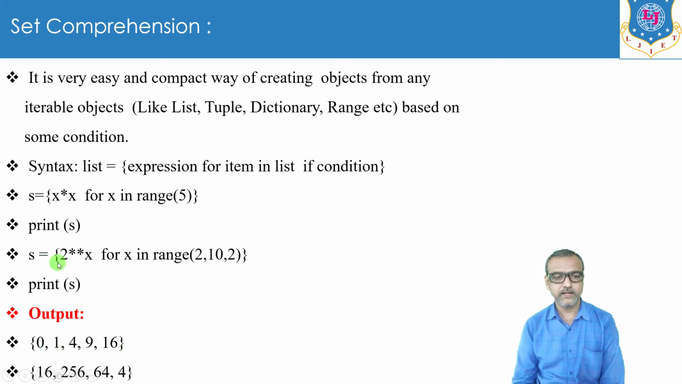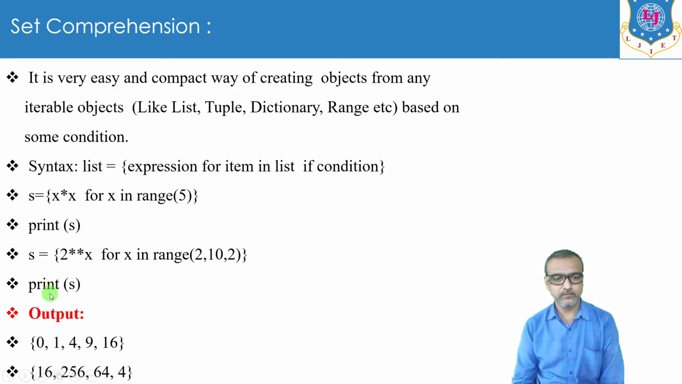Then after, s equals to, in curly brackets, we have 2 star star x. This is nothing but 2 raised to x for x in range of 2, 10, 2. So what will this range of 2, 10, 2 give us? It will give us the values starting from 2 till 10 minus 1 by taking a step size of 2. So definitely it will give us the values of x from 2 to 9 by taking a step size of 2. So the possible values of x are 2, 4, 6 and finally 8.